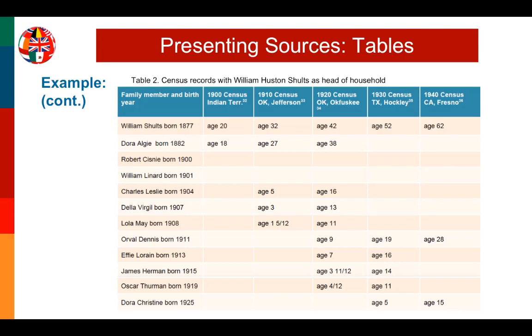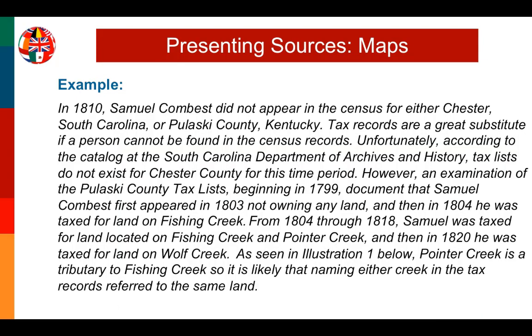Notice that in this example, the writer adds the footnote citations directly to the table. Here's an example of using a map to help present sources. The writer states that Samuel Combest was not found in census records, but was found on tax records in Pulaski County, Kentucky. The land that Samuel was taxed on is located on Fishing and Pointer Creeks. The writer then directs the reader to the illustration number 1, which we'll look at on the next slide.